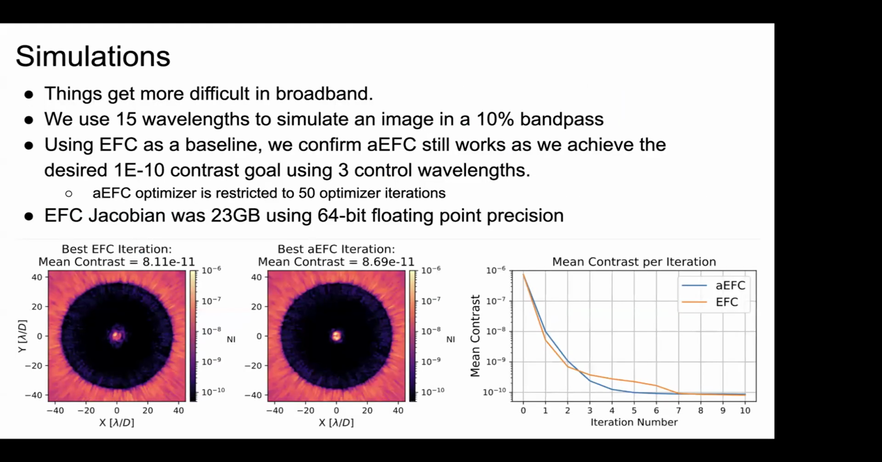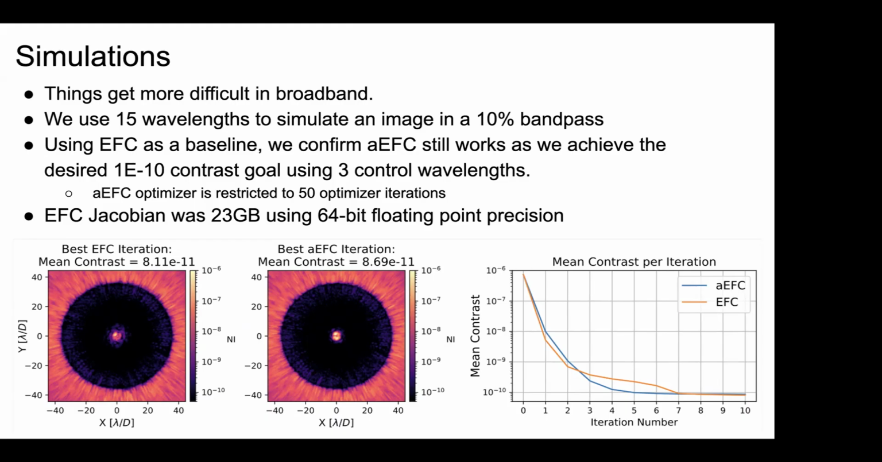But things do end up getting a little bit more difficult in broadband. For these broadband simulations, we use 15 wavelengths to simulate an image in a 10% bandpass. And we simulate EFC as a baseline. In both the EFC and aEFC cases, we see convergence within 10 iterations to below 10 to the minus 10 contrast. So again, we're confirming that the aEFC algorithm is working as expected.